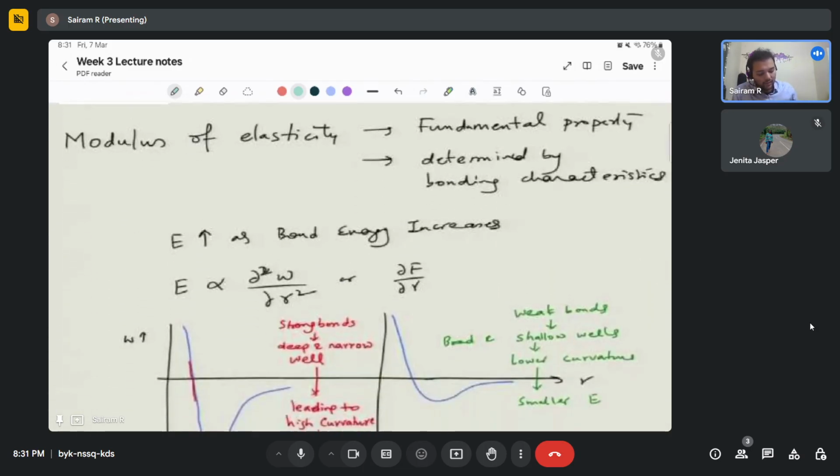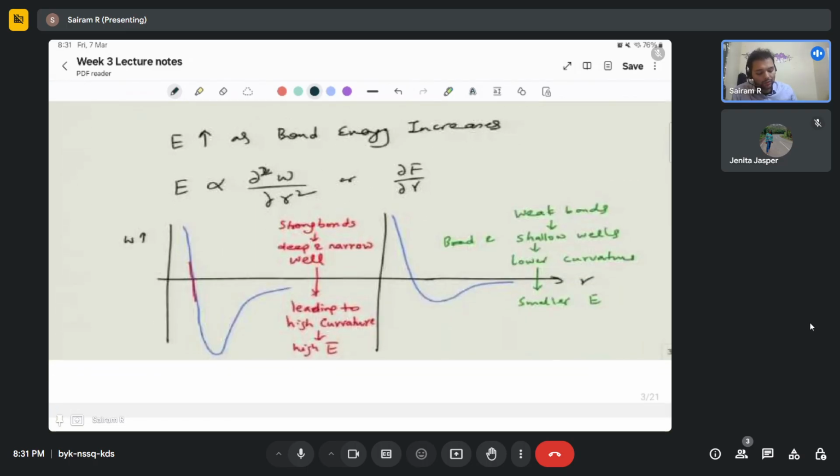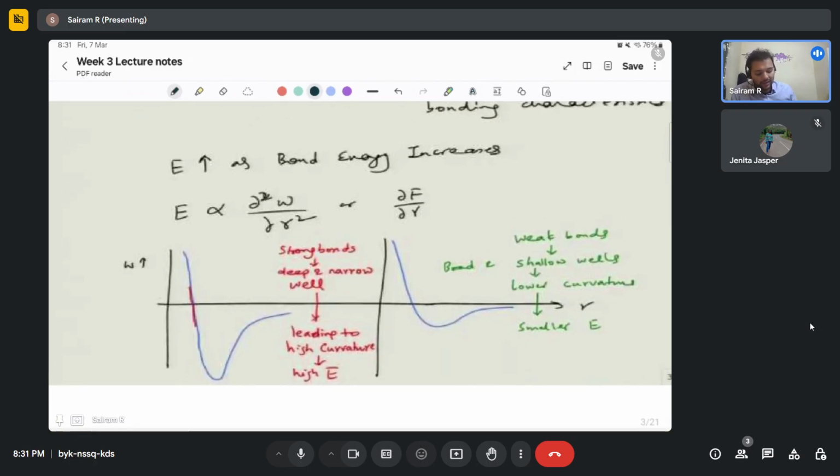From previous videos, we got to know that the modulus of elasticity is a fundamental property of the material, and it is primarily determined by the bonding characteristics, the nature of bonding between two atoms in a given material. As the bond energy increases, Young's modulus increases, and also Young's modulus increases if we have strong bonds, which present a deep and narrow well, leading to higher curvature. So if we plot tangents at these places, we'll have very high curvatures. All these things correspond to a higher value of Young's modulus.